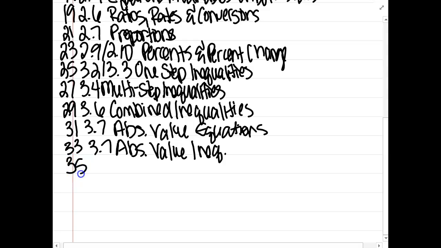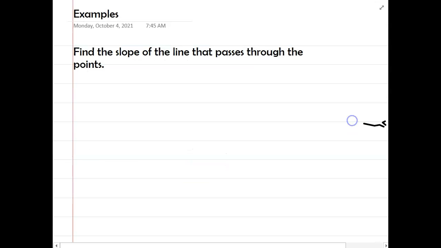So, page 35, this is 5.1, slope of a line. Okay, so 2 things for your homework today. First thing is going to be finding the slope of a line between 2 points, and this is the main thing. This is the main big point in the homework today, okay?